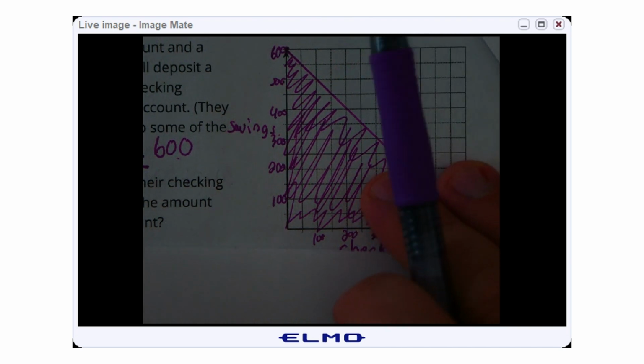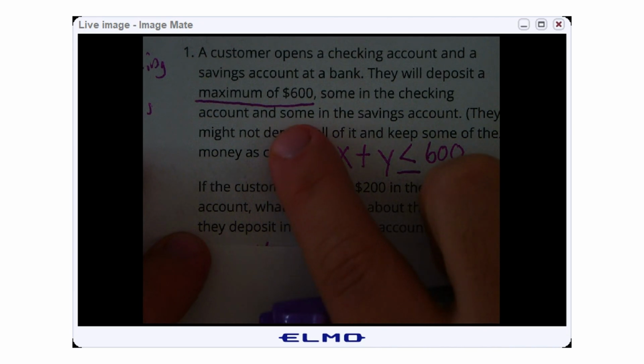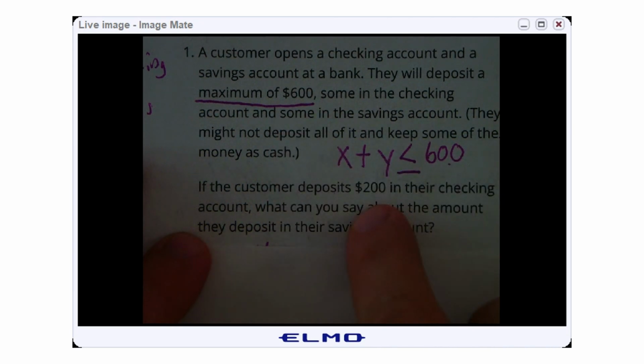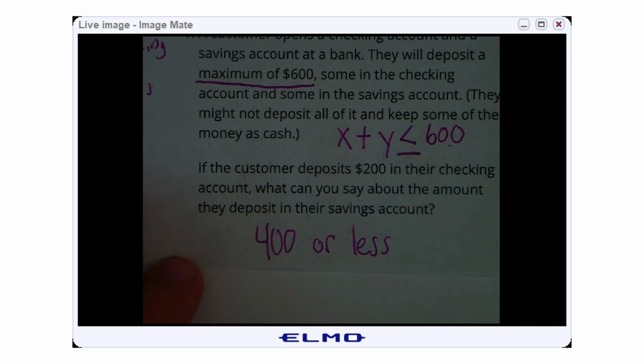But now we can answer this last question. It says, if a customer deposits $200 in their checking account, what can we say about the amount they put in their savings account? Again, it has to have a maximum of 600. So if they put 200 in checking, I know that I have $400 available to put into my savings. So it has to be $400 or less to fit that maximum value, right?